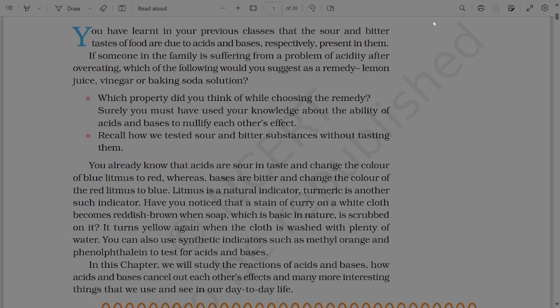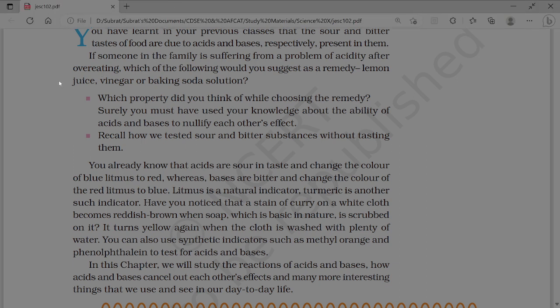Which property do you think of while choosing the remedy? Surely you must have used your knowledge about the ability of acids and bases to nullify each other's effect. Recall how we tested sour and bitter substances without tasting them. You already know that acids are sour in taste and change the color of blue litmus to red, while bases are bitter and change the color of red litmus to blue.